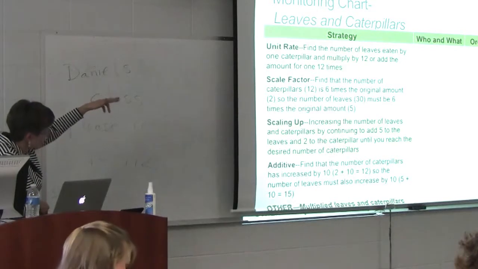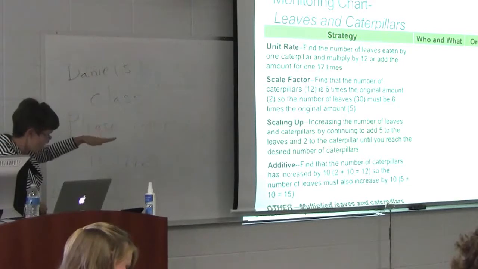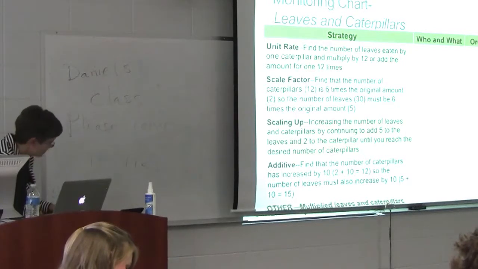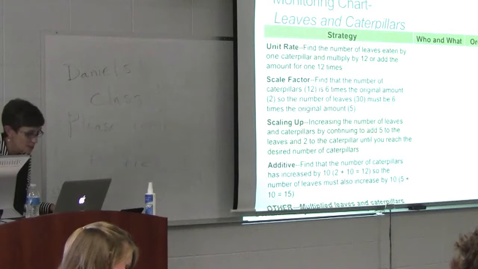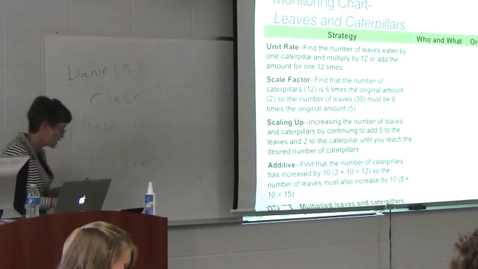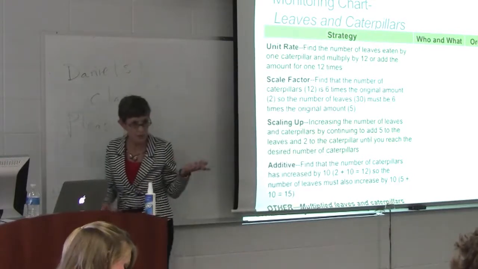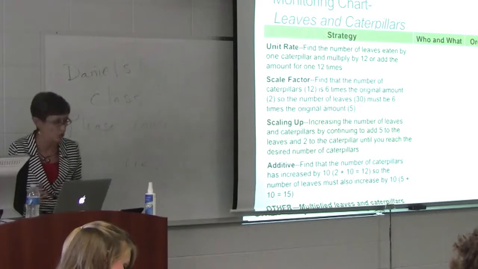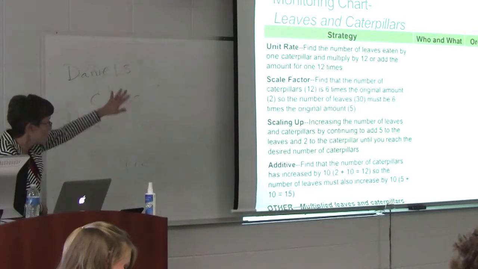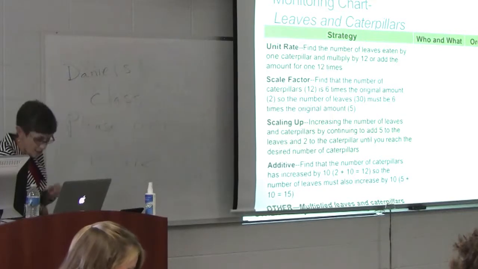But the strategies that I thought people would use to solve it would be unit rate, scale factor, scaling up, additive, and at the bottom you can't see it, but some students actually multiplied the leaves and caterpillars together. Now that wasn't something that we anticipated, but it was something that we actually saw students do when we walked around the room. So armed with this, now we can actually see what actually happened.